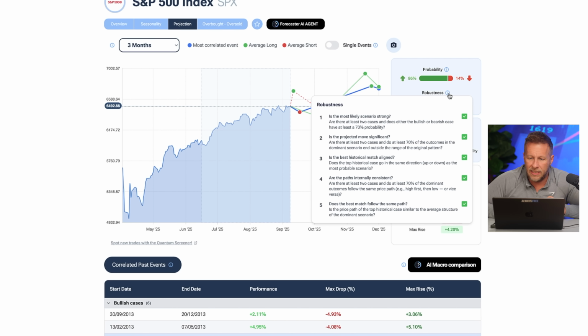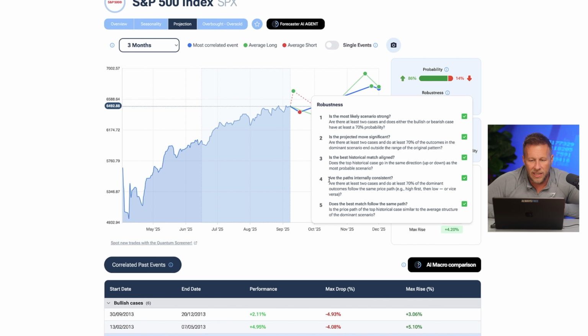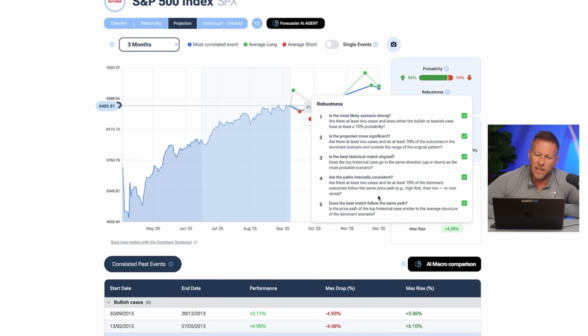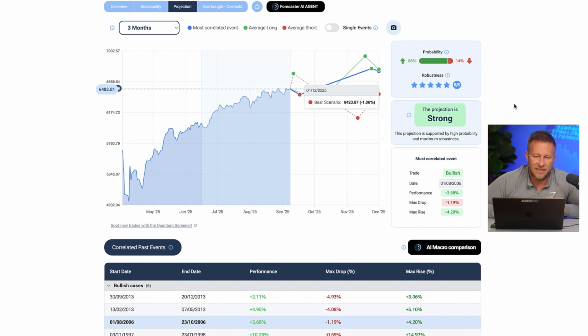The next thing is the best historical match aligned? Does the top historical case go in the same direction up or down as the most probable scenario? The answer is yes. Are the paths internally consistent? Meaning, are there at least 2 cases, and do at least 70% of the dominant outcomes follow the same price path, e.g. high first, then low, or vice versa? So both of the dominants do exactly the same thing in this case. And then finally, does the best match follow the same path? And the answer is yes in this case.